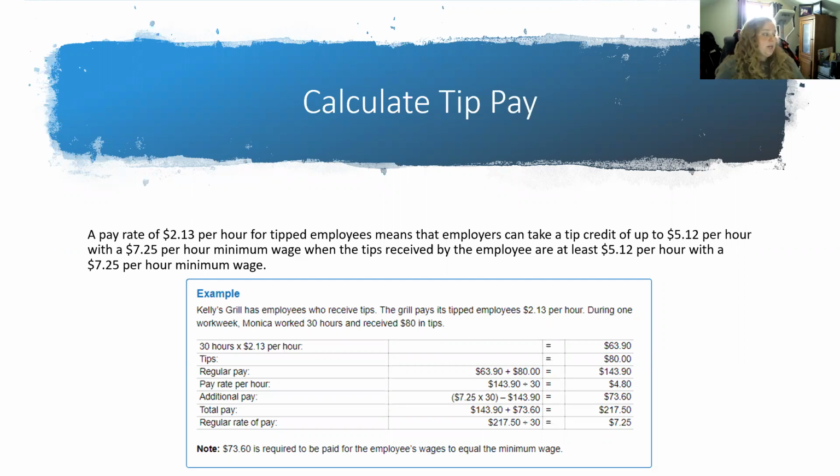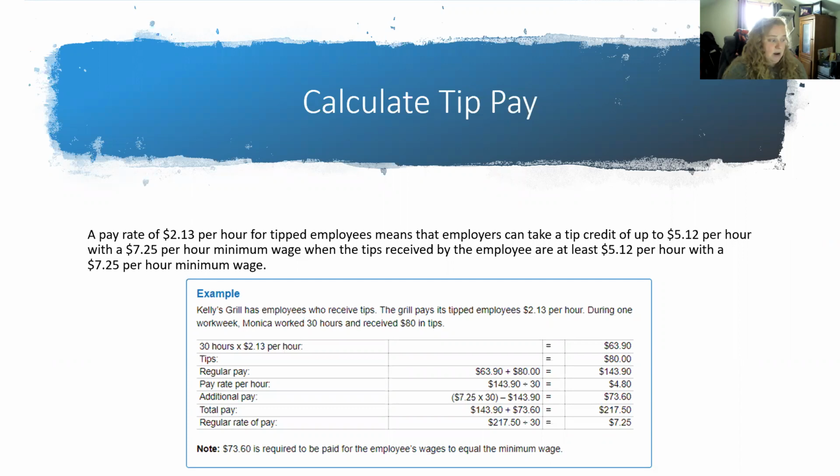So if you take the employee's hourly wage and the tips they receive, they still must earn minimum wage, or $7.25 per hour for the hours that they work. So if an employee doesn't earn enough in tips during the time frame, then their employer is required to pay them the amount of money to make up for those tips to get them to minimum wage. So that's what we're going to look at here. So Kelly's Grill has employees who receive tips, and the grill pays its tipped employees $2.13 per hour.